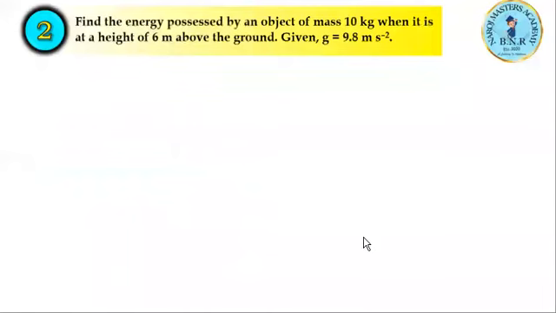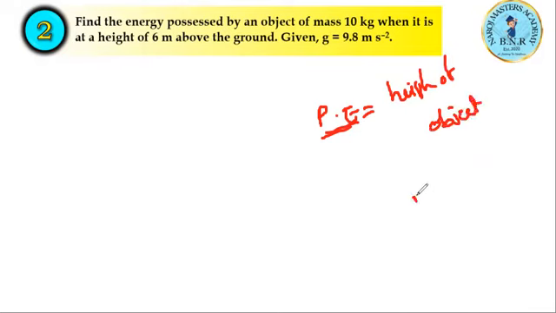Question number 2. Find the energy possessed by an object of mass 10 kg when it is at a height of 6 meters above the ground. So simply we are calculating the problem based on potential energy. Potential energy always depends on the height of the object and the mass of the object.